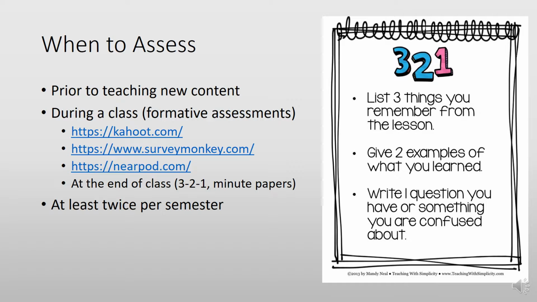Also, you can assess at the end of class. On the right, there's a 3-2-1, so students are to list 3 things that they remember from the lesson, give 2 examples of what they learned, and then write a question that they still have or something that they're confused about. That helps them to go back and think about what they've learned and helps them process and remember, so that it doesn't just go in one ear and out the other.